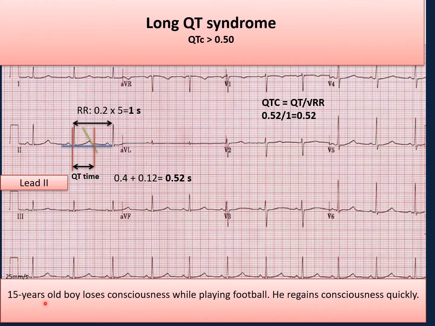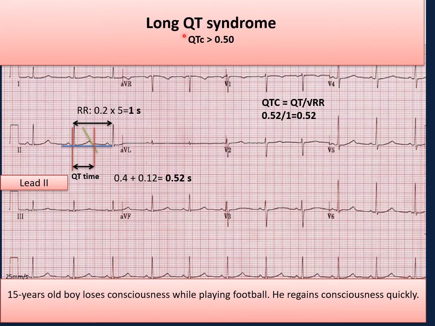This is an ECG of a 15-year-old boy who loses consciousness while playing football. He regains consciousness quickly. The calibration of this ECG is standard: for the amplitude, 2 large squares, and for the speed, 25 millimeters per second. First thing, we look at the rhythm. The rhythm is regular, and the heart rate is 5 large squares between the R's, so 300 divided by 5 equals 60. So the heart rate here is approximately 60 beats per minute. Also there is a P wave before each QRS, so it is a sinus rhythm.